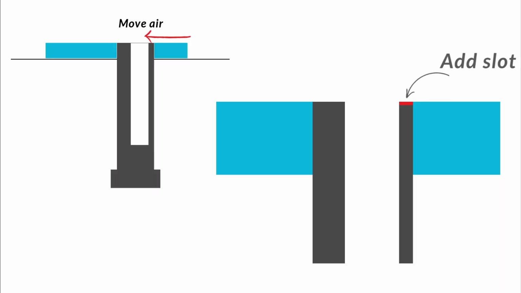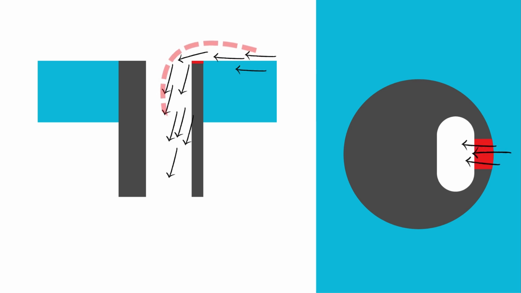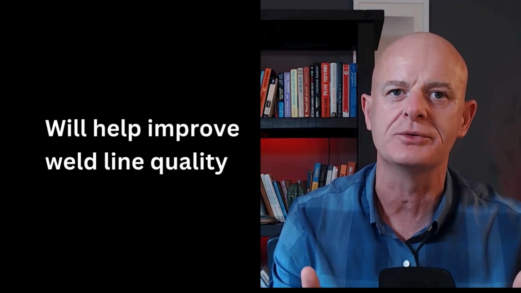Then we add a small slot to allow the compressed air to escape into the core pen. This small slot is called a vent. Here's what it looks like in a different view. The width and depth of the red area are dependent on your material flow characteristics. The airflow looks something like this. This approach will improve your weld lines. It may not solve all your weld line issues.